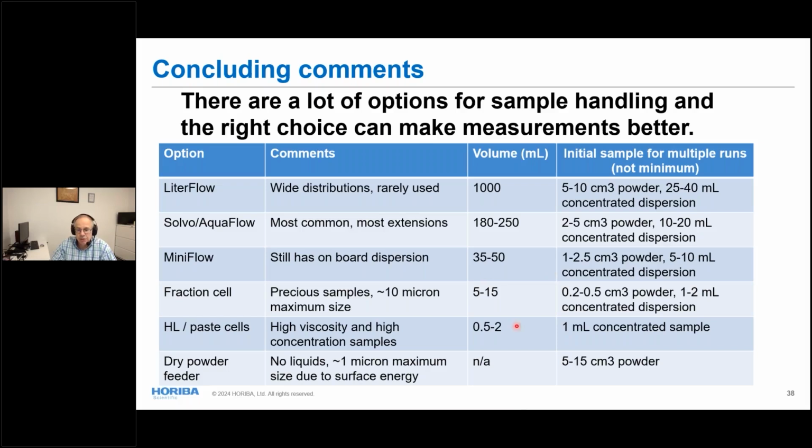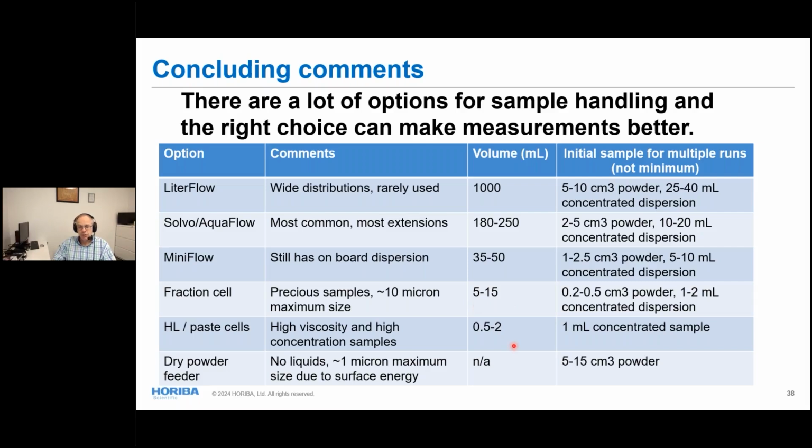The fraction cell, 100 microliters at 5 to 15 ml. And then sometimes you'll get a dilute sample and you can measure all of it in a fraction cell. So if you have a very dilute suspension, this might be the way to go so you don't use up all your suspension. HL and paste cells, less than a mil of concentrated sample.